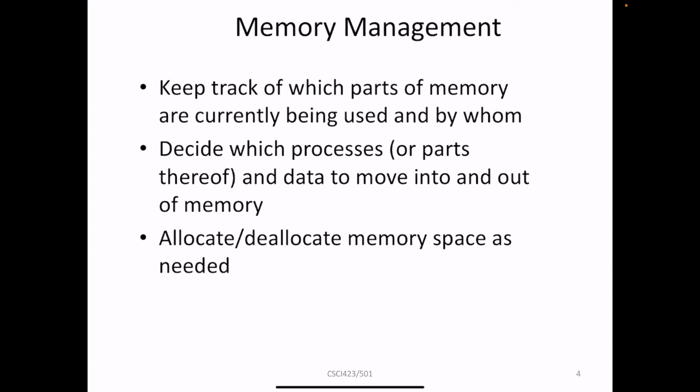The third task: while the process is running, it may dynamically need more memory space. Maybe at the very beginning, the process only needs a small amount of memory space. But later, as the process needs, the computer system needs to be able to dynamically allocate more memory space to the process. When the process does not need that much memory space, the operating system can dynamically reclaim or deallocate the memory space and assign the memory to other processes.